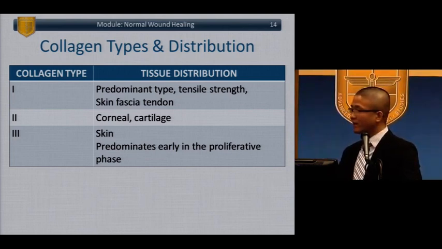Type 1 is so important, right? Because that's the strength of our abdominal wall. Our fascia comes from type 1 collagen. Okay, type 2 is cornea and cartilage.